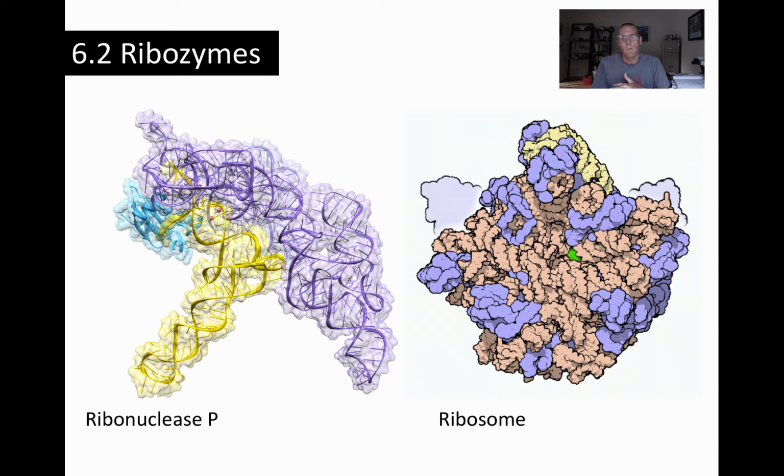Probably my favorite example here of a ribozyme is the ribosome. In terms of the part of the ribosome which is the catalytic part, that's the part that does peptidyl transferase. That's the part that moves the amino acid from the tRNA in one site onto the growing polypeptide chain in the other site. That's actually done by an RNA molecule, the large RNA molecule in the large subunit of the ribosome, that does the chemistry of transferring the amino acid from the tRNA onto the growing amino acid chain.